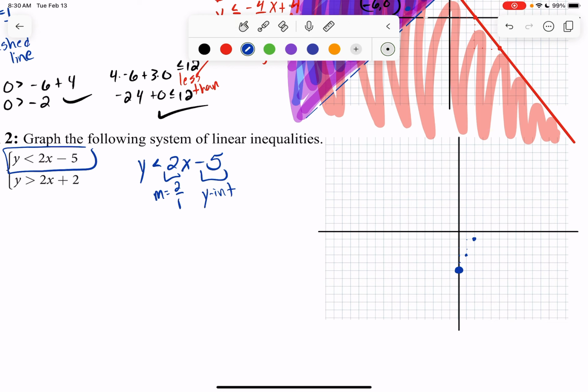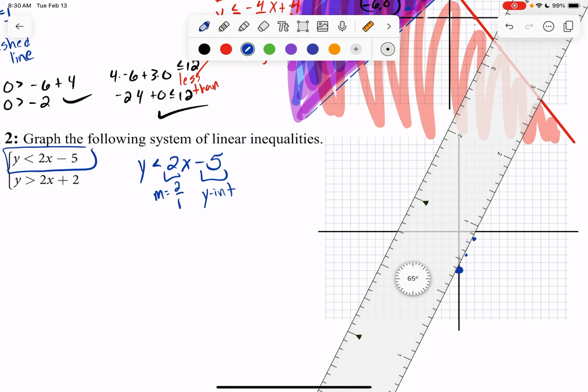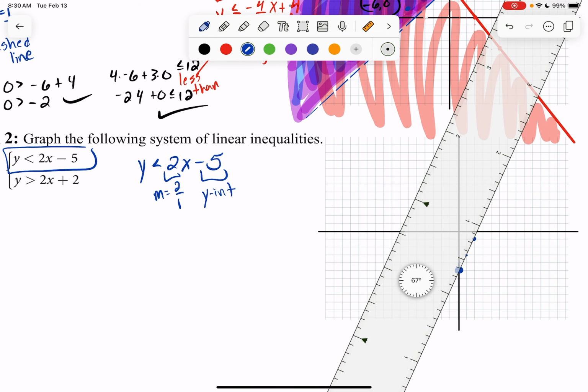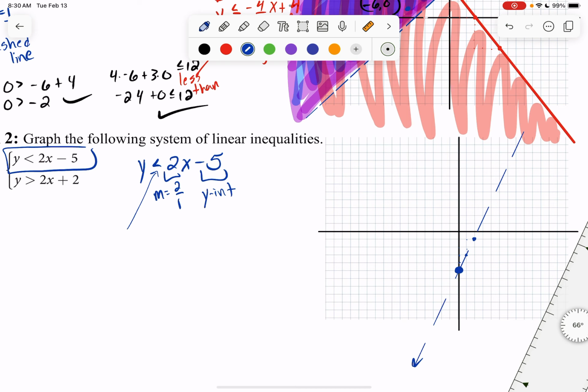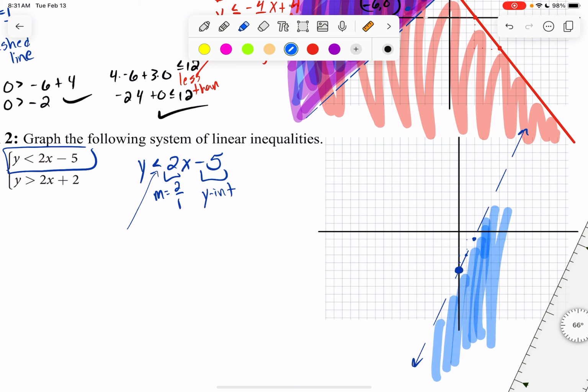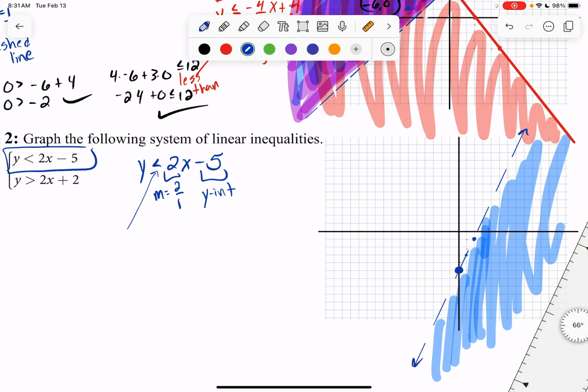Okay, let's grab that ruler and draw in that line. Now, before I draw it, let's look. It is strictly less than, so it's going to be dashed. So I can just draw it in dashed. Okay, so there's that line. Arrows on the end. I didn't do arrows on the last one, but all right. Next, we've got to shade. Which way do I shade? Here we're looking at points that are less than, so if I'm on this line, I want to shade below. So it'd be everything down here. Okay, so there's my less than that line.